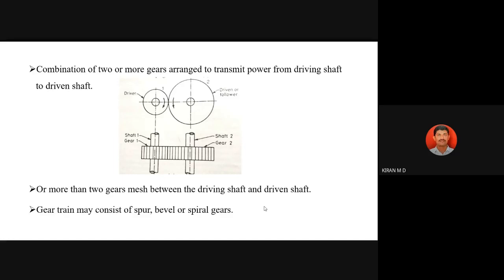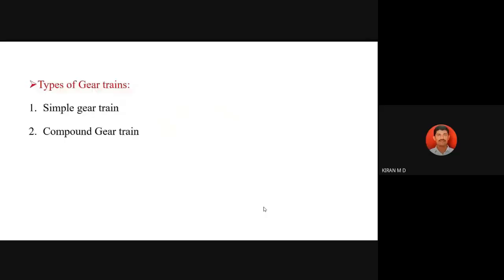Gear trains may consist of spur, bevel, or spiral gears. Generally, we define a gear train as how we arrange the gears between the driver and driven shaft. Now, the types of gear trains: one is the simple gear train, the second is the compound gear train, the third is the reverted gear train, and the fourth is the epicyclic gear train.